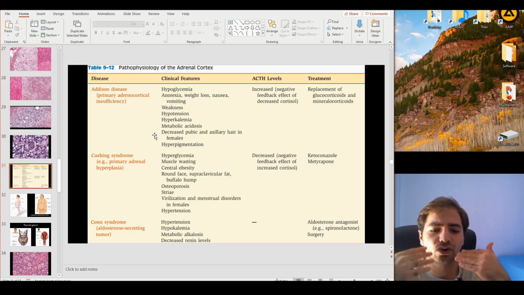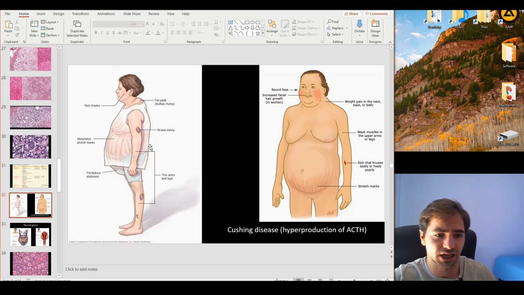If you understand how cortisol works, how adrenaline works, how aldosterone works, how all of these hormones work, it's really easy to predict what is going to happen in the different syndromes. So this is again a classic picture of Cushing disease. Again, I told you, the hyperproduction of ACTH hormone. And again, we're going to see these typical features, the weight gain and the weak muscles because we have the increased proteolytic effect, and so on.